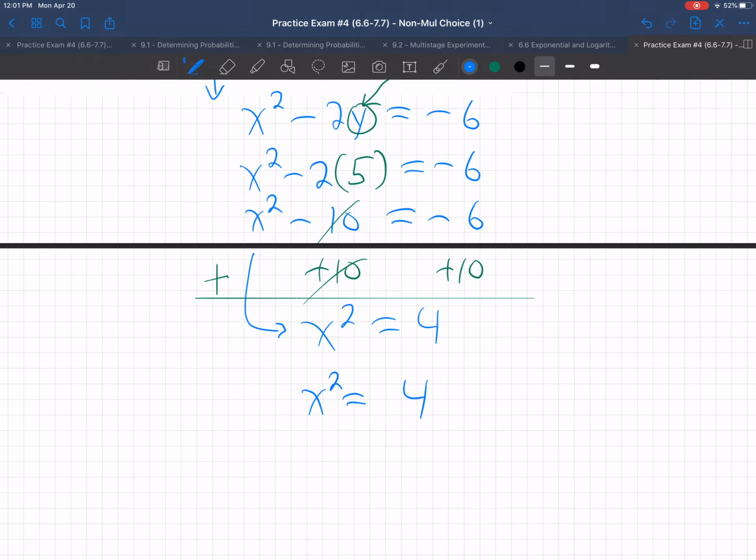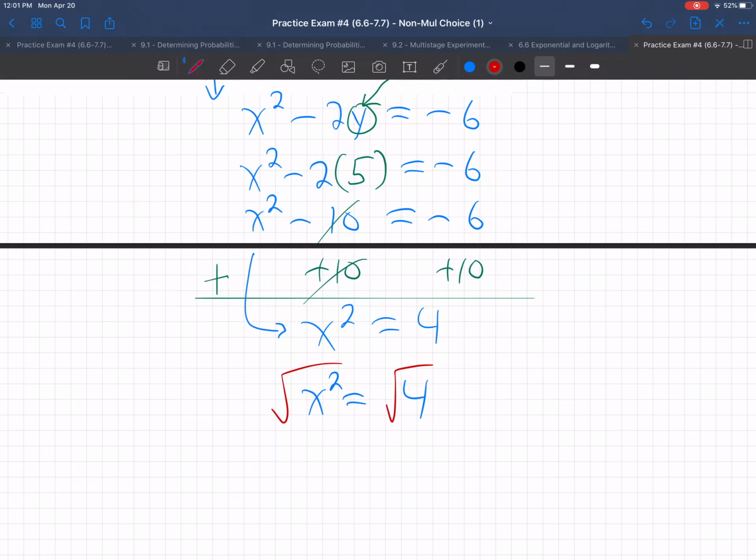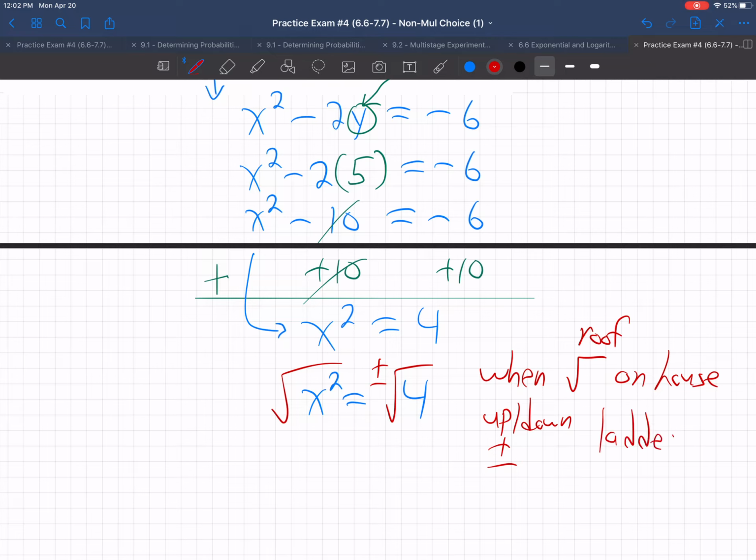I think you know that what we do is we root both sides. But do you remember when you root, you have to do plus or minus? Here's my kind of dorky little saying. When you put a roof, I'm going to call that root a roof. I know it's dorky, sorry. When you put a roof, if you're going to put a new roof on your house, you must go up and down. That's my plus and minus. I know it's still dorky, the ladder.